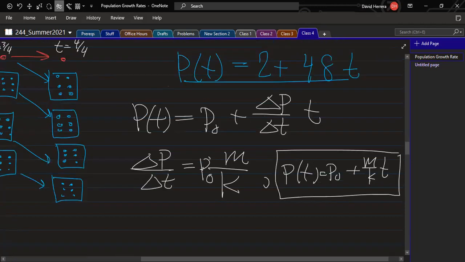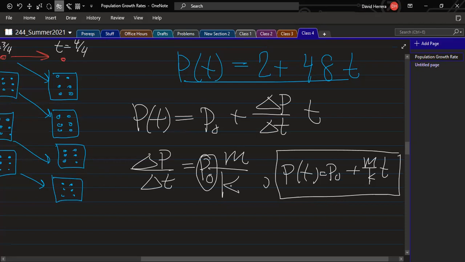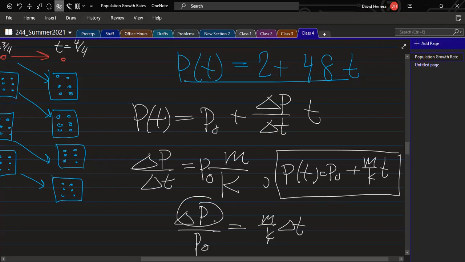Because for each of the initial population, it produces m at a rate over a period of time k. So in particular, delta p over p naught is m over k times delta t. So the change in population, if you normalize it, you think of the change in terms of how much one thing in the population is causing. Well, the initial population is all that's producing the rate of change. So the change is coming only as a factor of the initial population. And how much is produced? This certain rate here, the number divided by how long it takes to do a single step, times how long you're waiting.